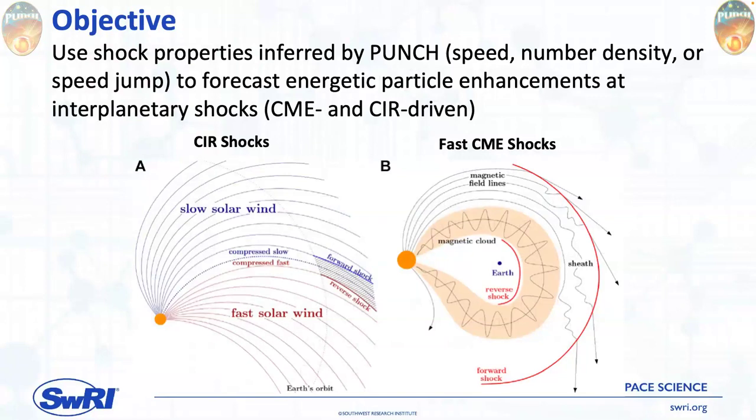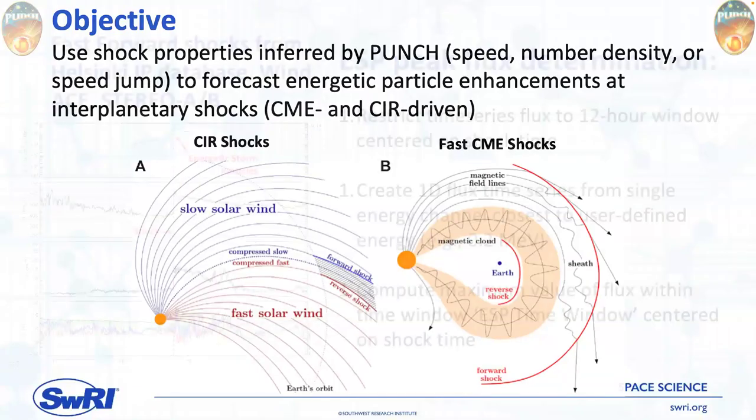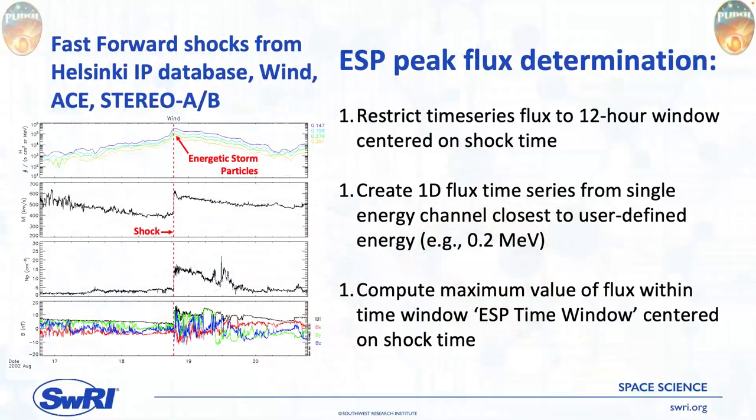So the goal here is to basically use what PUNCH is going to observe from the propagating shock with respect to the solar wind in the background and try to infer information about the ESP component, about the particle component. And it's a very simple study, and the result is very clear as well.